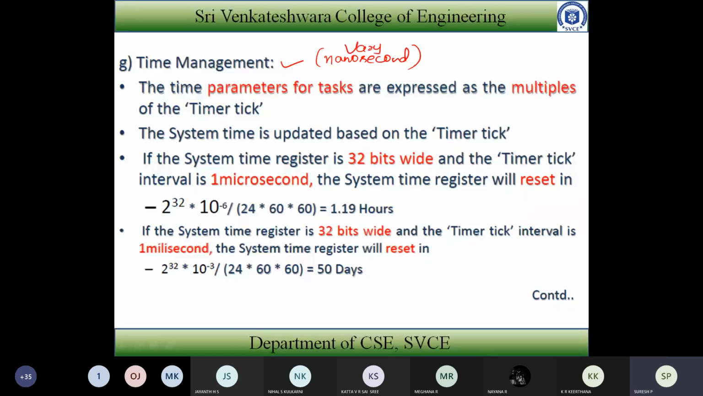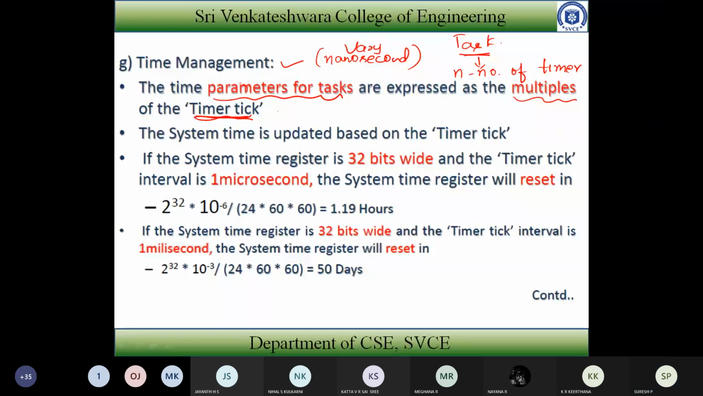If you take the parameters for a task, they are expressed as multiples of the timer tick. That means if you take one single task, that particular task will be of n number of timer ticks. It is expressed in terms of multiples of the timer tick, because each timer tick is running at each instance of time.